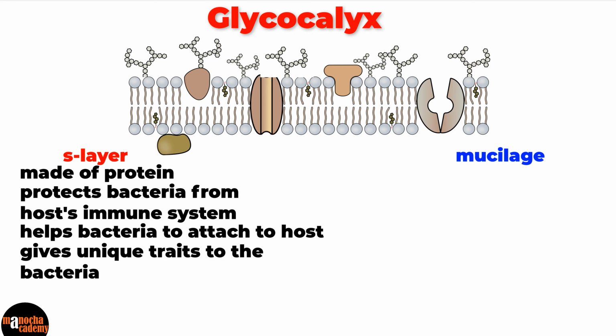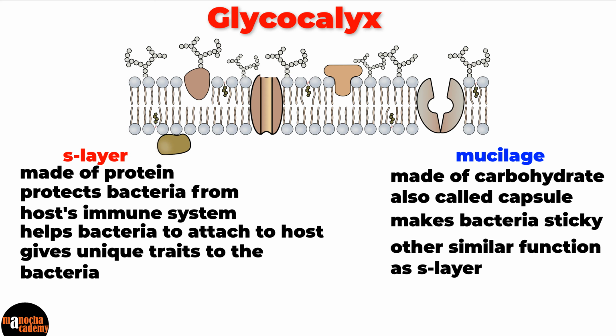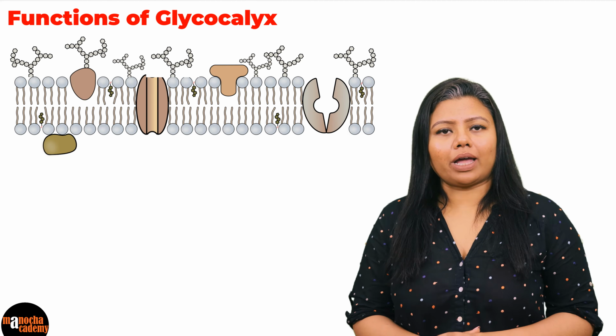The outer layer, which is made up of mucilage, is basically a carbohydrate derivative and is known as the capsule. This gives bacteria a sticky nature which helps the bacteria to attach to the hosts. Along with the S layer, the capsule is also responsible for similar functions that the S layer shows. So what are the functions of the glycocalyx?